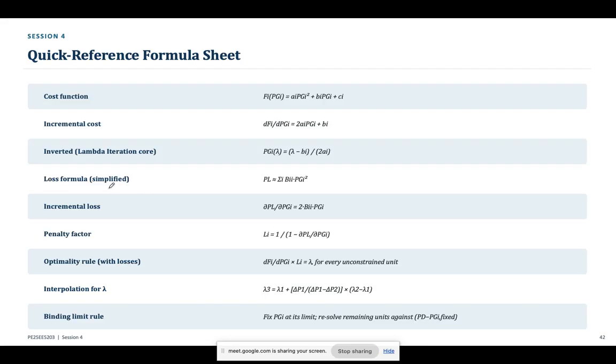Here is a formula sheet. This will help you. Anyway, I'm going to share this with you. Okay, the entire formula sheet you have here.